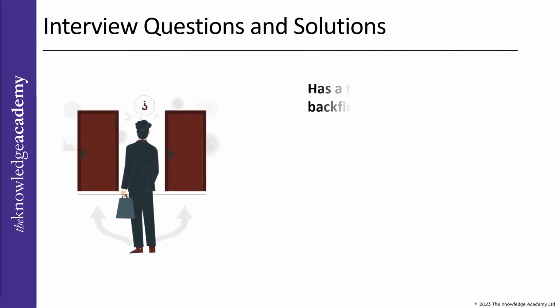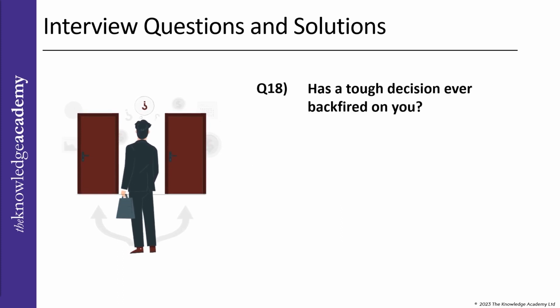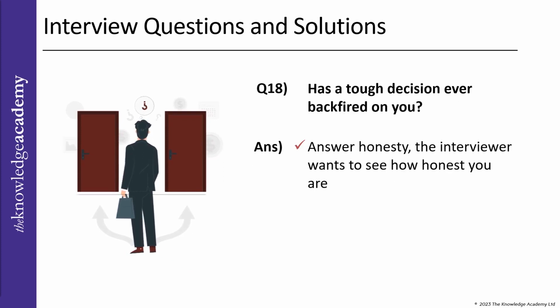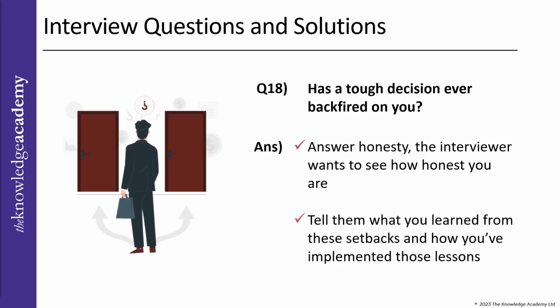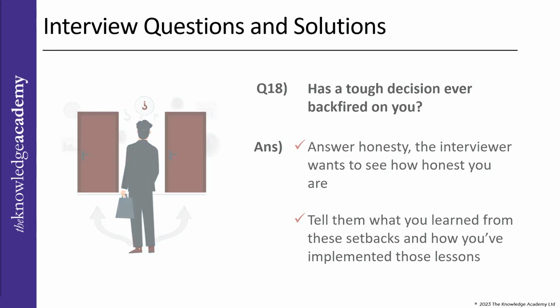Has a tough decision ever backfired on you? Answer. This question needs to be answered with honesty. The interviewer wants to see how honest you are, and the best way to do that is to make you talk about your failures. You need to talk about your setbacks and how you handle them. Setbacks are part of life, and it's okay if you have to face them. Tell them what you learned from these setbacks and how you've implemented those lessons.